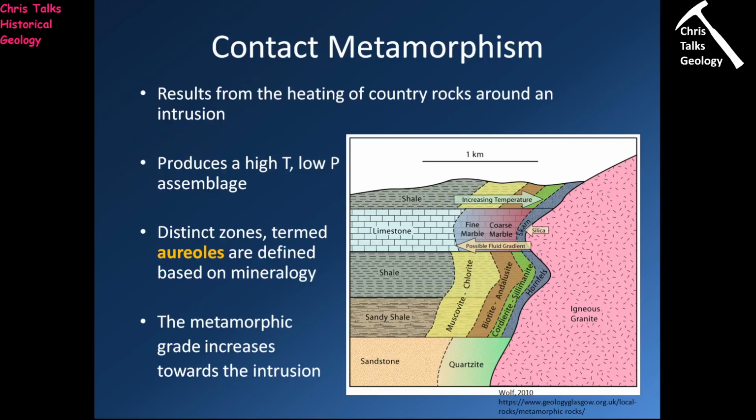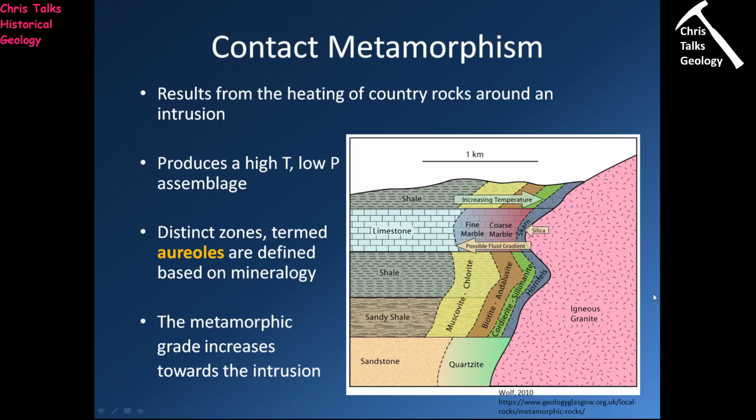Okay, so let's start off with contact metamorphism. Contact metamorphism is simply the result of the country rock being heated up by an intrusion. So some magma intrudes the crust and it heats up the rock that it's in contact with. Not really a huge shock.